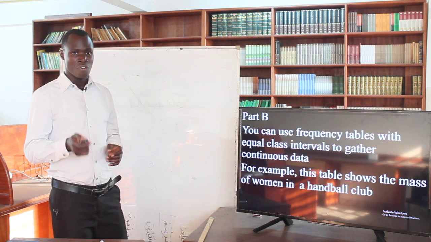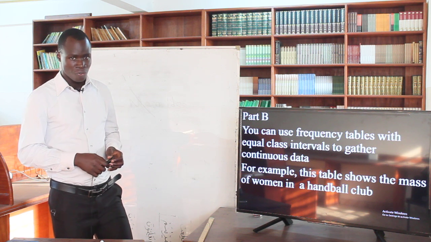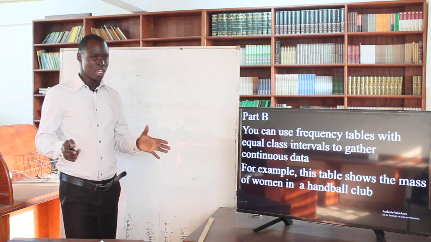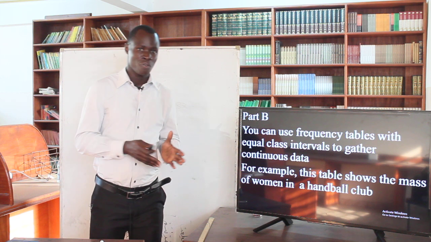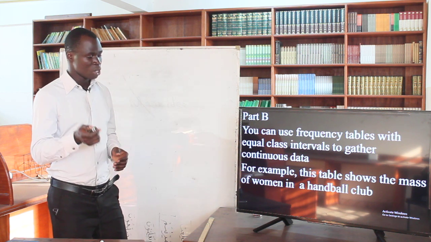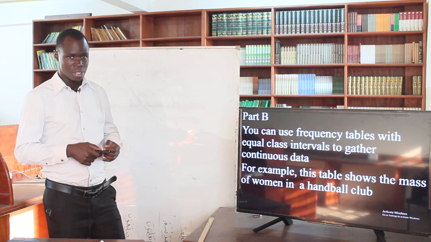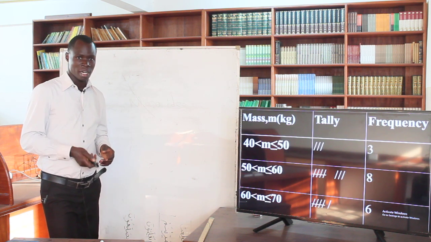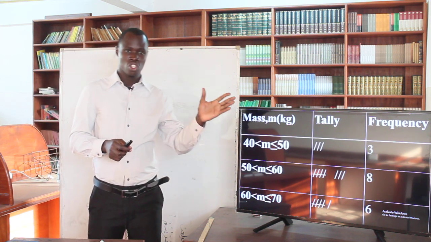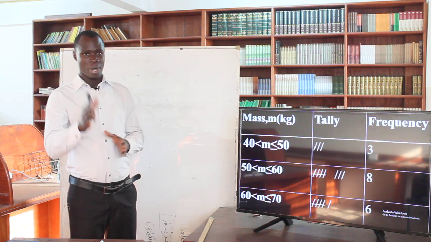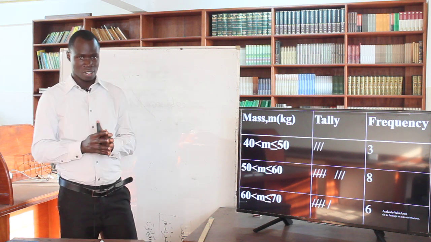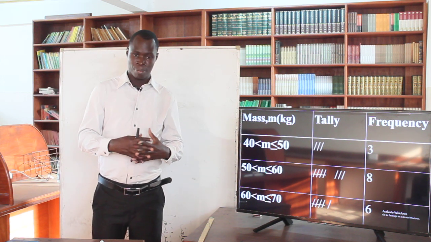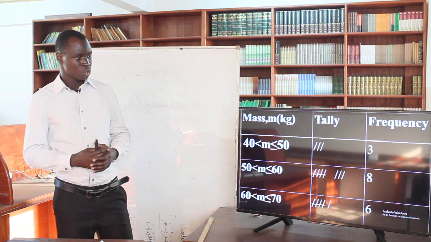Then we have the frequency table. In a frequency table is whereby we deal with the class intervals. We have equal class intervals. So I'm going to show you what that means from the table. And this one from 40 to 50, whereby we are supposed to determine the masses of maybe some people in a given population.